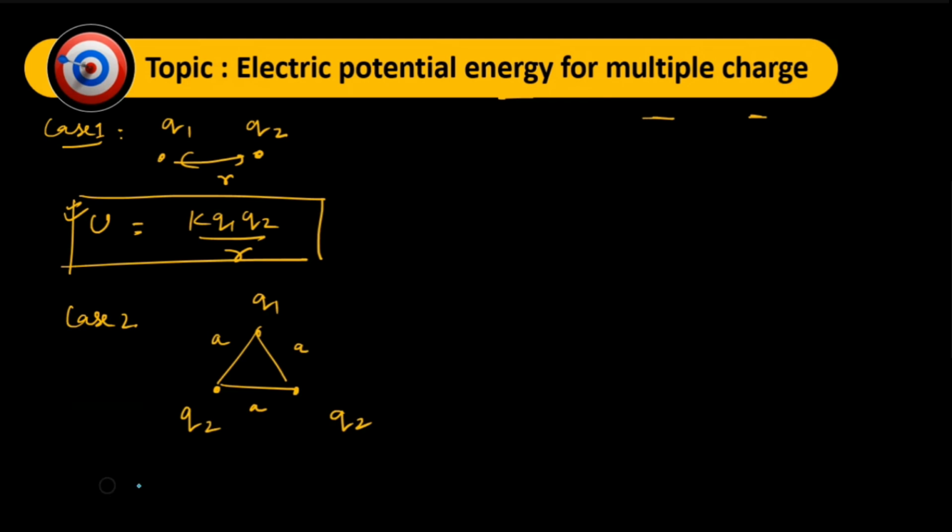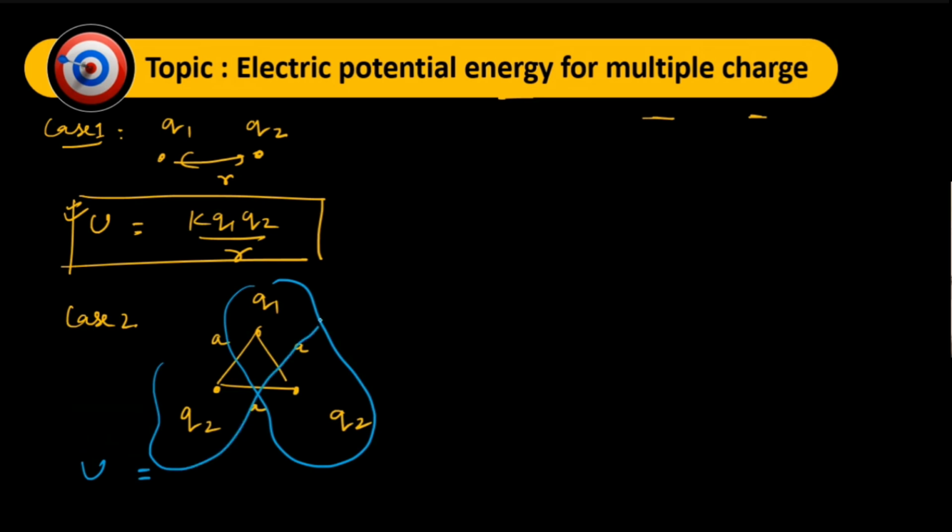Now, how can we solve this? Remember that potential energy is something which exists between a pair of charges. So just find out the number of pairs you can obtain from the given set of charges. From this particular question, Q1 and Q2 can be a pair, Q3 and Q1 can be a pair, and Q2 and Q3 can be a pair. So these are the possible pairs.